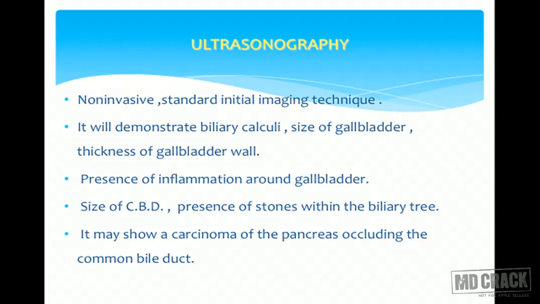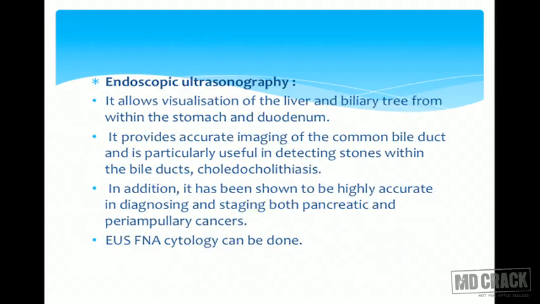Presence of inflammation around the gallbladder can very well be picked up on ultrasonography because there will be thickening of mesentery which will be forming a lump around the gallbladder. Ultrasonography can definitely tell you the size of common bile duct, presence of stones in the biliary tree. It may show a carcinoma of the pancreas occluding the common bile duct, leading to the dilatation of the common bile duct. Nowadays, endoscopic ultrasonography can also be used for visualization of the common bile duct.